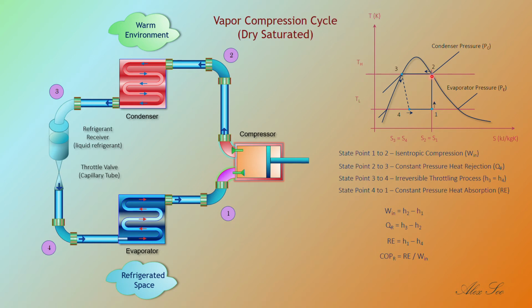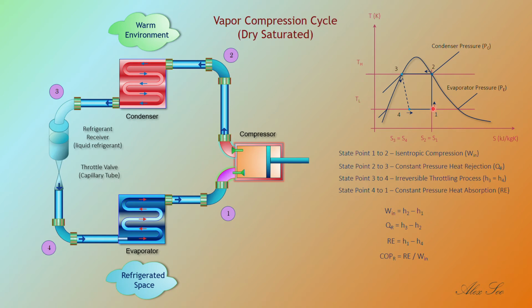So point 1 to 2 here is isentropic compression. Then 2 to 3 is your constant pressure heat rejection. And then 3 to 4 is your irreversible throttling process. And then 4 to 1 is your constant pressure heat absorption. So for work in, simply take H2 minus H1, and then you find the heat rejected and your refrigerating effect for this section.